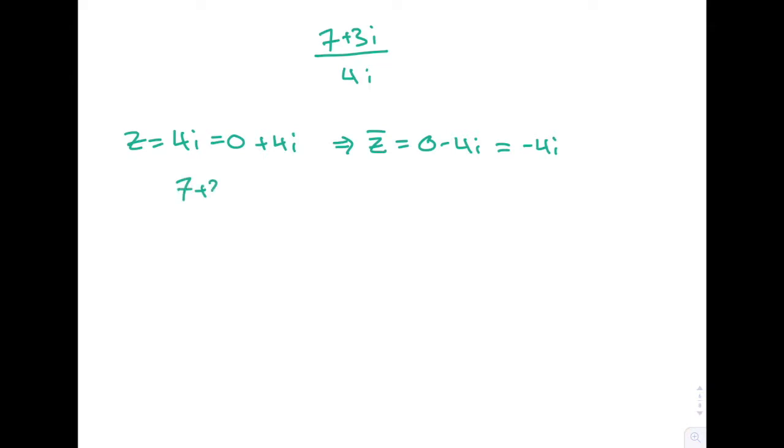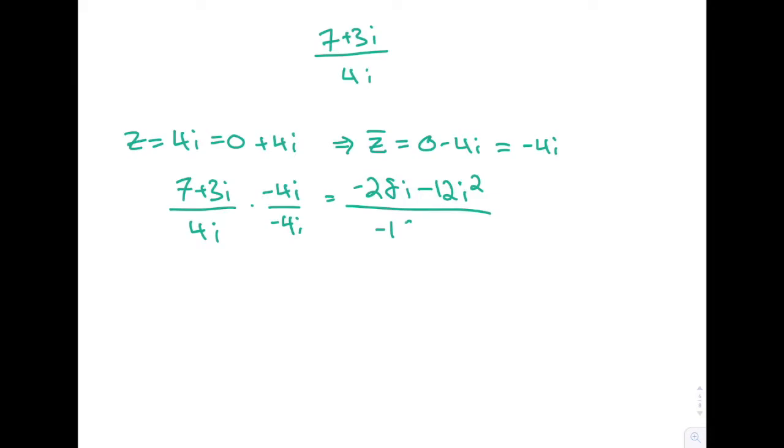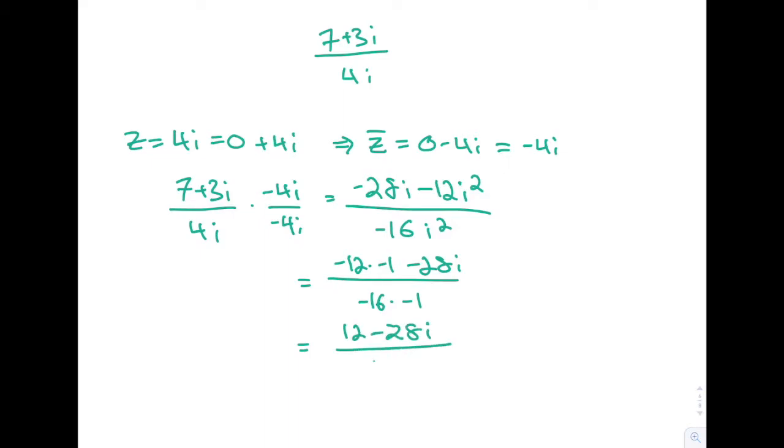So now we take 7 plus 3i over 4i, and we multiply by negative 4i over negative 4i. So we're not changing anything, right? We're just multiplying by 1, which we're allowed to do since it does equal 1. So then we have negative 28i minus 12i squared, and that's all over negative 16i squared. What does i squared equal? That's negative 1. So we have negative 12 times negative 1 minus 28i over negative 16 times negative 1. So we have 12 minus 28i over 16.